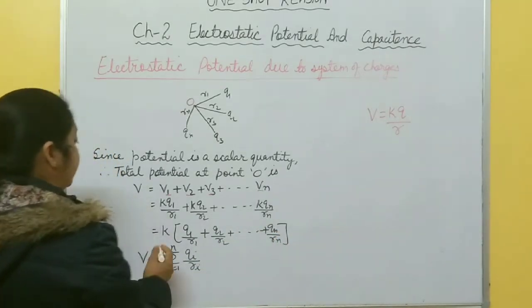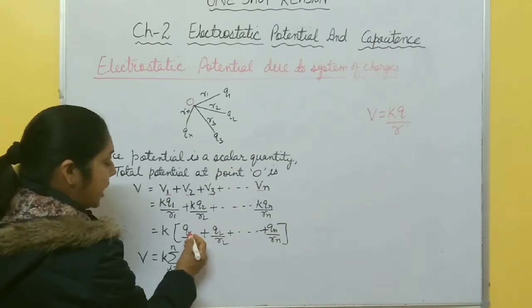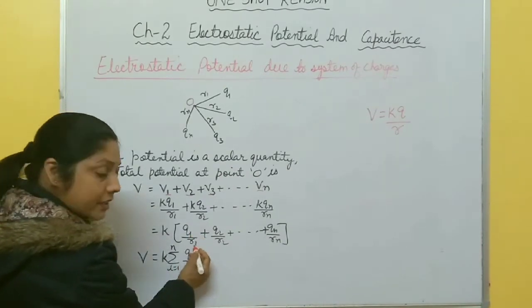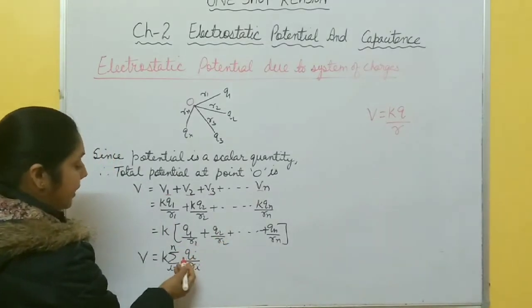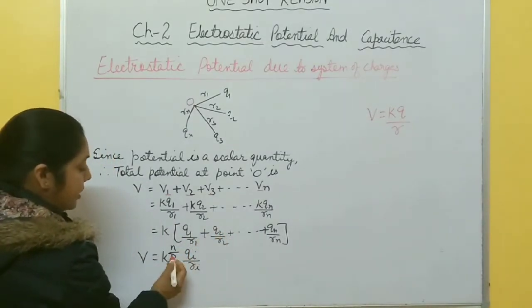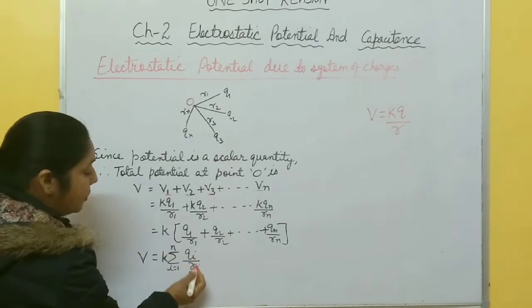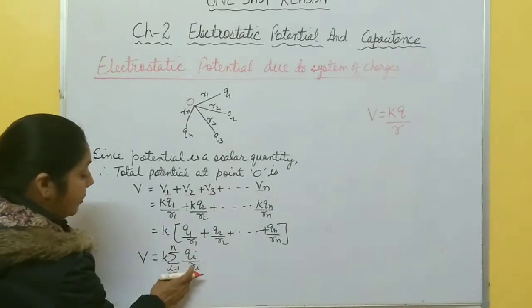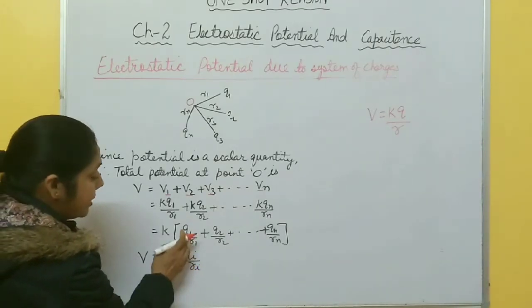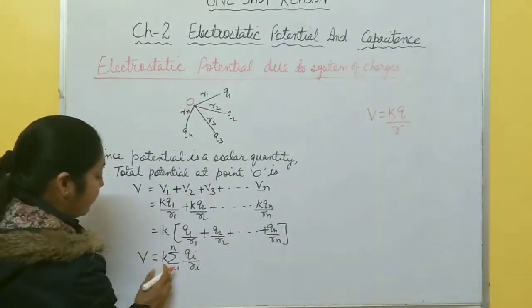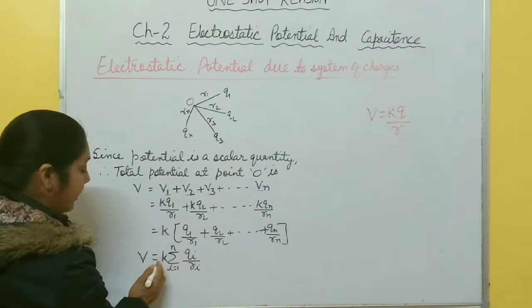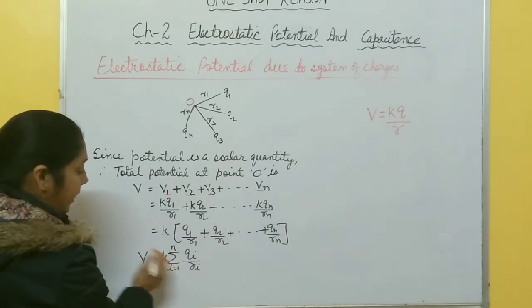So here, if the charge is 1, the position vector is 1. Charge is 2, position vector is 2. So you can write, this is the sum, summation. So this is the symbol for summation of qi by ri. And the value of i is first 1, 2, in this way up to nth. So the value of i equals 1 to n, and take k outside.